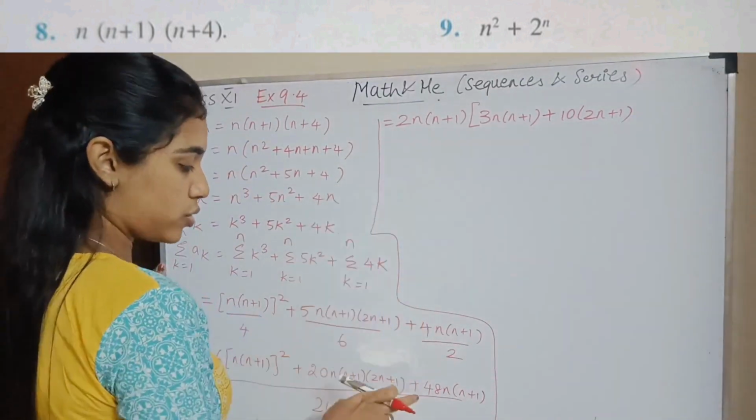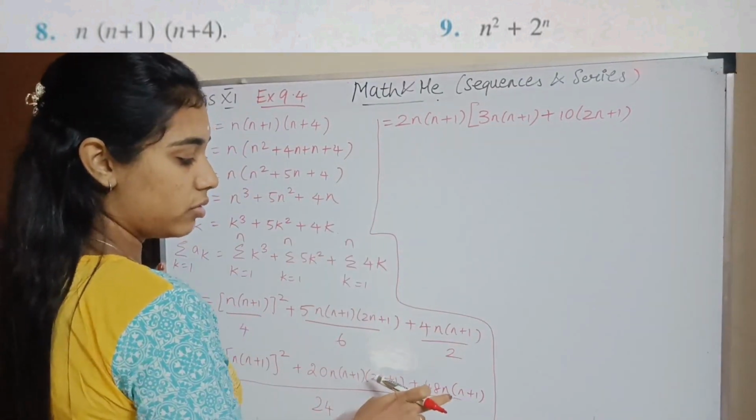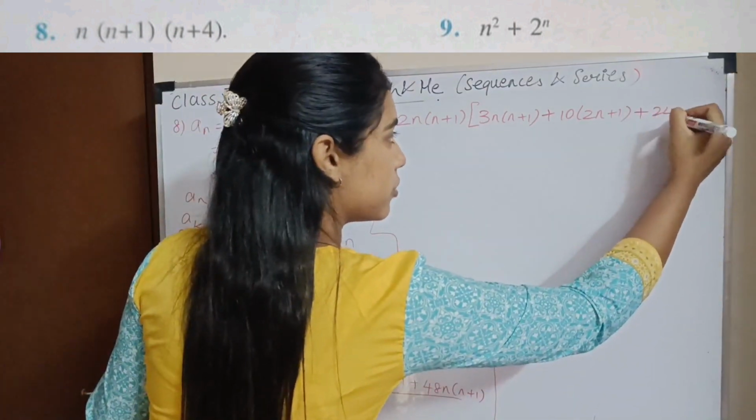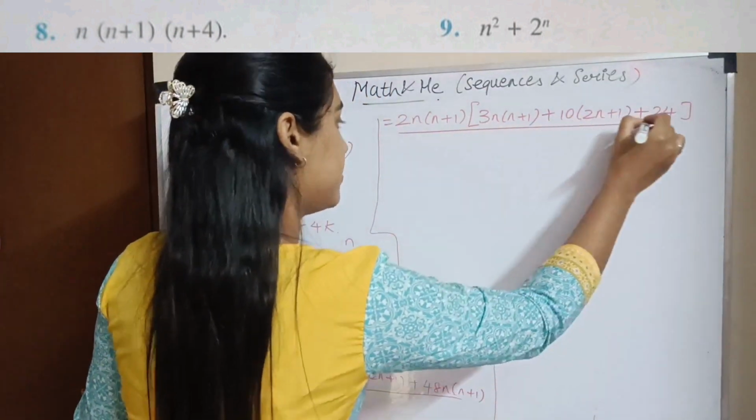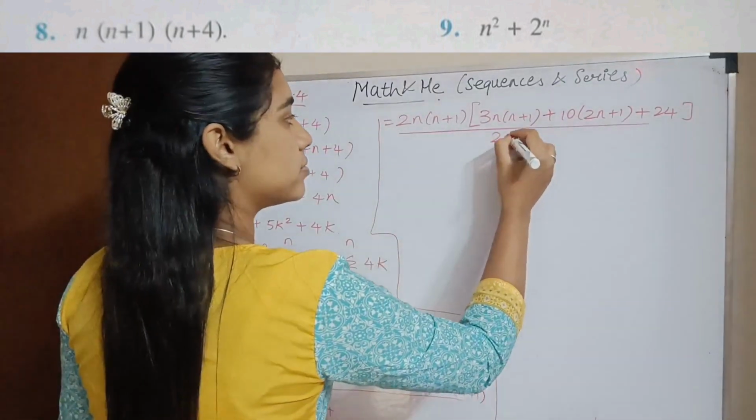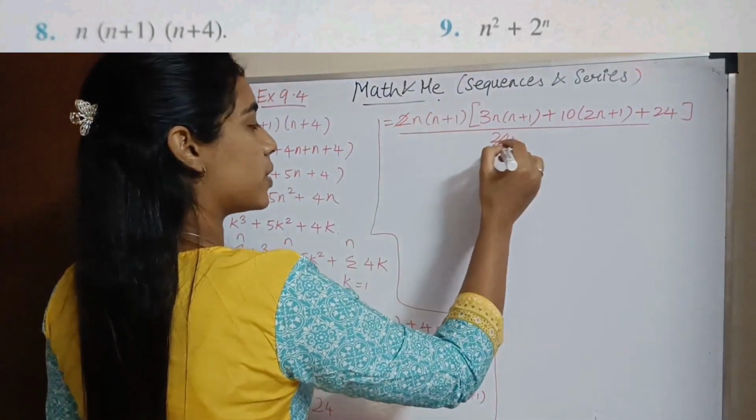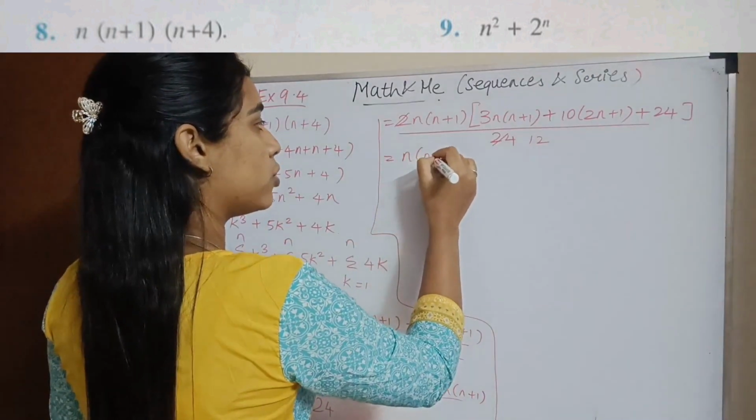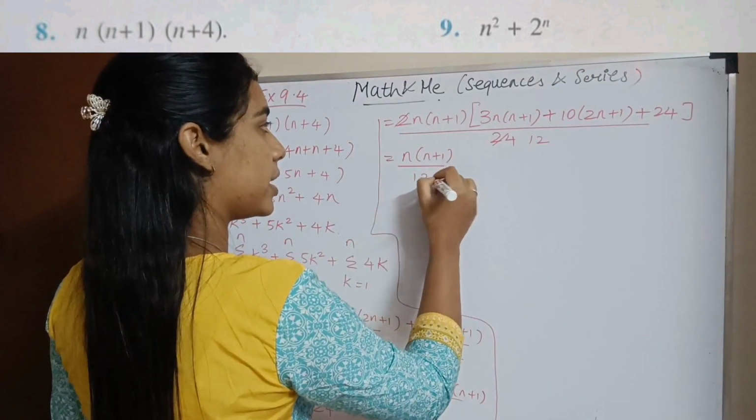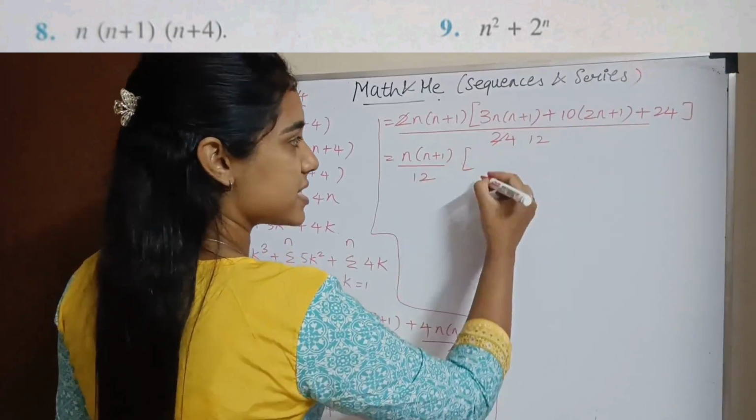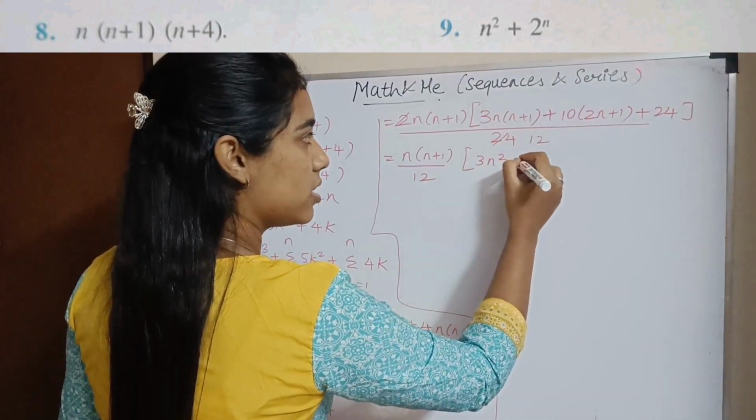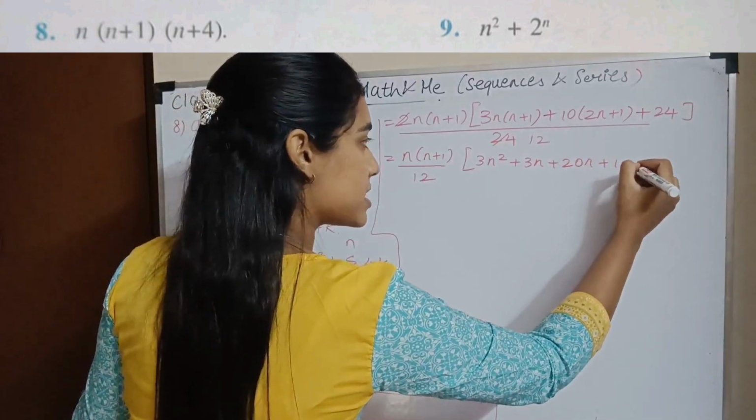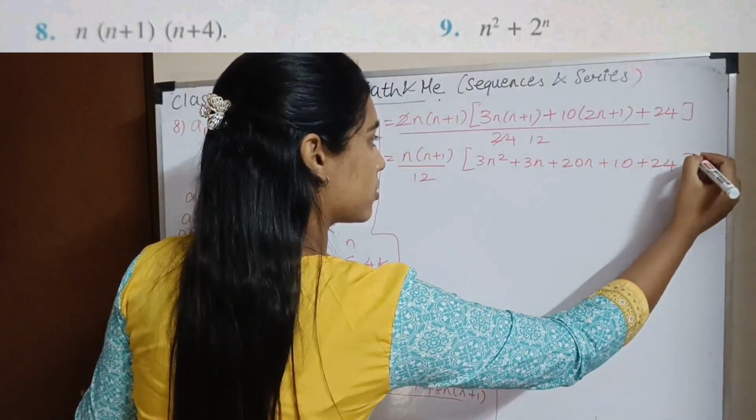Here when I take the 2 outside I am left with 24. N into n plus 1 is outside. So it is plus 24 divided by 24. So this 2 and this 24 gets cancelled. I have a 12 which is equal to n into n plus 1 divided by 12 of, I'm going to multiply it inside. So 3n square plus 3n plus 20n plus 10 plus 24.